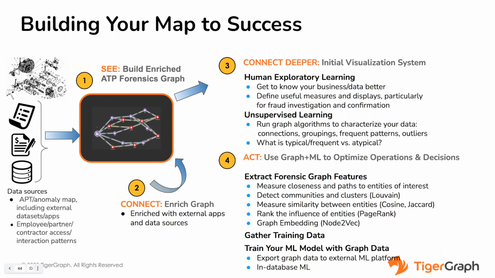And then finally, we need to take action. We need to optimize operations and decisions. We need to ensure that we're extracting the right forensic graph features. And we have lots of ways to do that. But then we also want to train the machine learning model with graph data, and then enrich the graph over time so that we can have a better chance of stopping crime in its tracks.